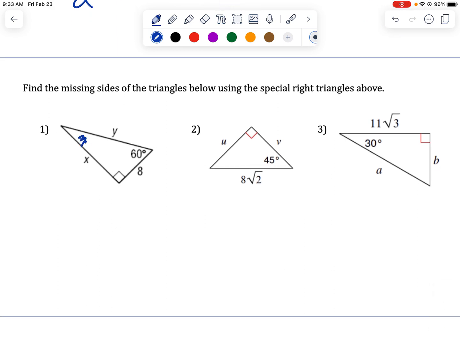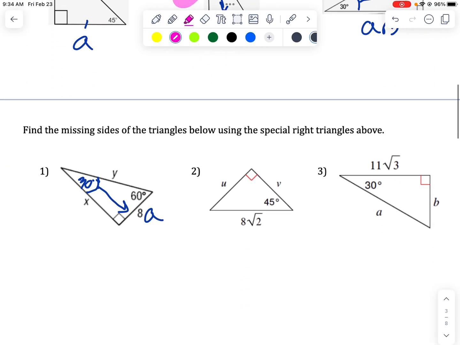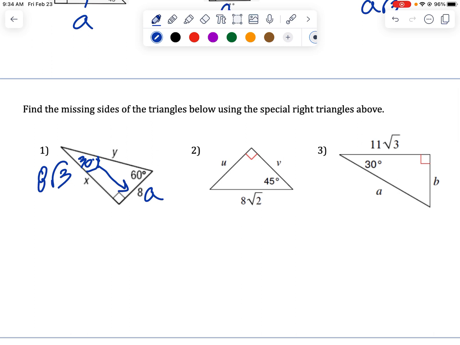So this angle is missing. That's my 30-degree angle. Directly across from it is 8. That means 8 is my A. I always label the side that I'm given. I'm given my A side. That means this side is across from 60. Across from 60 is A root 3, so this is 8 root 3. Across from 90 is 2A, so this is 16.